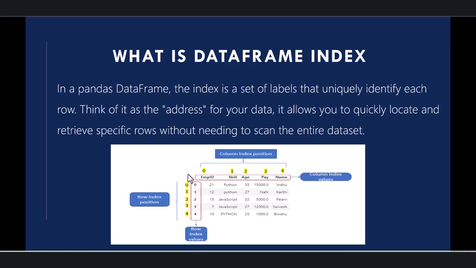While searching for any data, no need to scan from the beginning and search for the data. By using these names, it will directly go to that particular value. If we tell 0, 2, then it will be the age 35 value. Like that, no need to scan, just identify quickly by using row index position and column index position. I hope now you know what exactly is a DataFrame index.